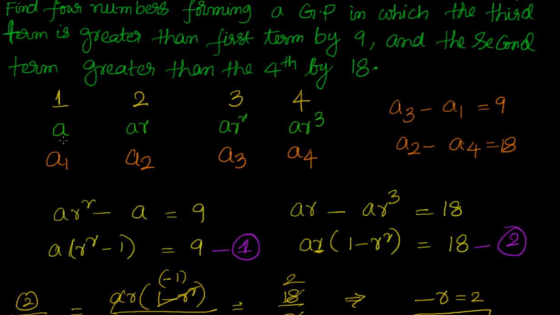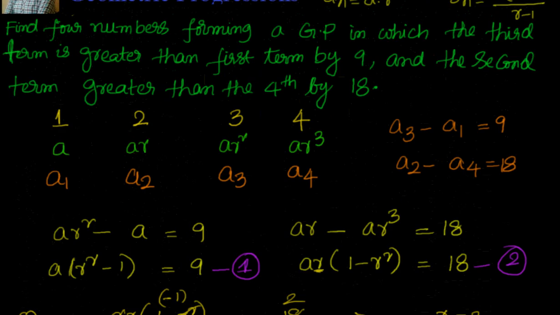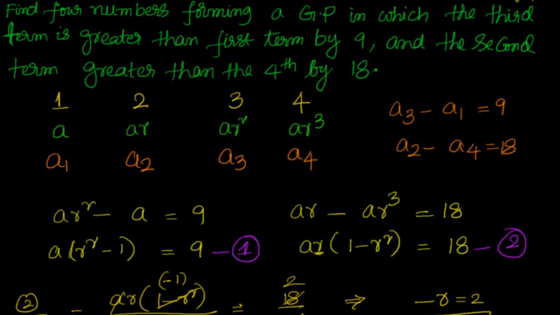How have we done that? We have taken them in the general geometric progression: A, AR, AR square, AR cube. We have been given two conditions. We have two variables to find out, A and R. Once we find them out, we know the numbers. That's a pretty easy problem. So let's do one more.